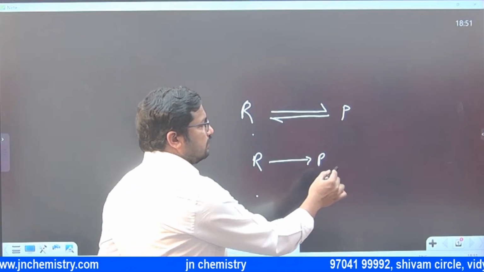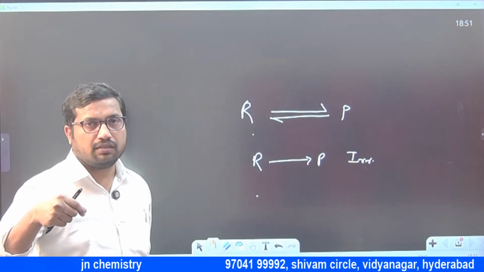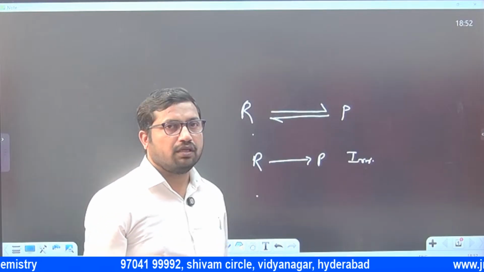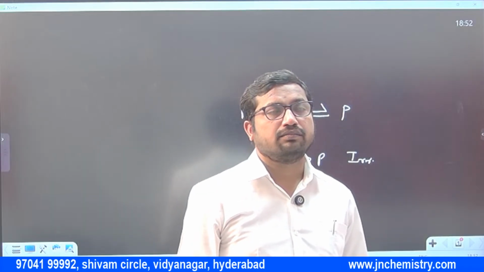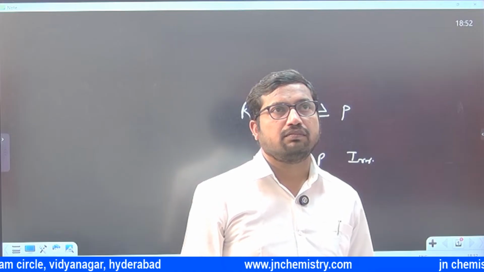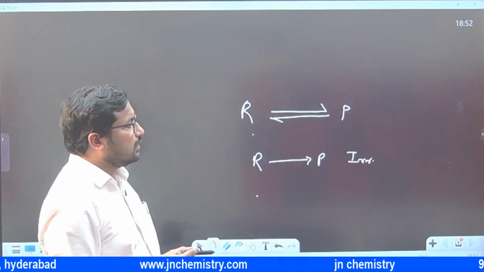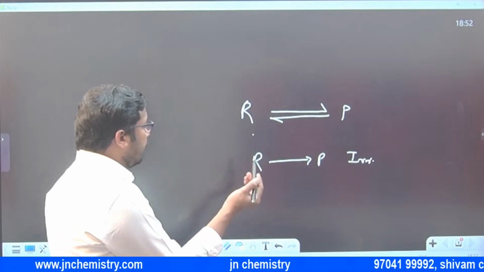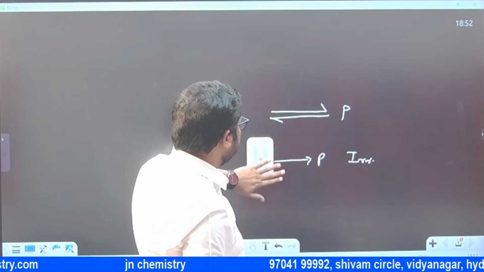Any examples for irreversible? For example, if you are burning a paper, can you take it back? No, right? Now, in total, physical equilibrium is there, chemical equilibrium, ionic equilibrium. So a lot of equilibriums are there. We'll discuss classification of equilibrium.